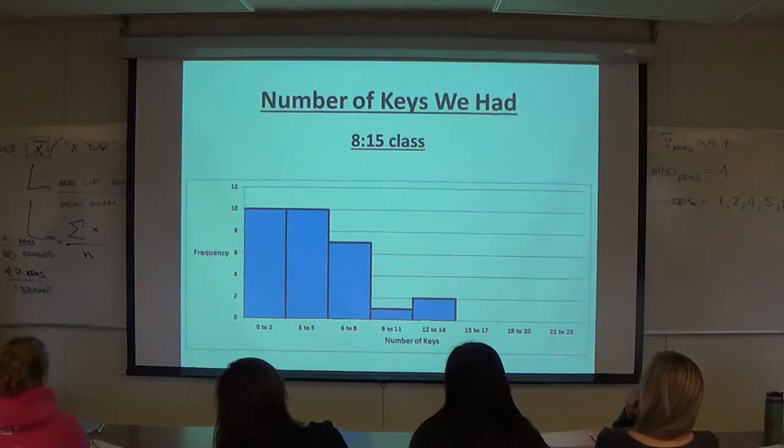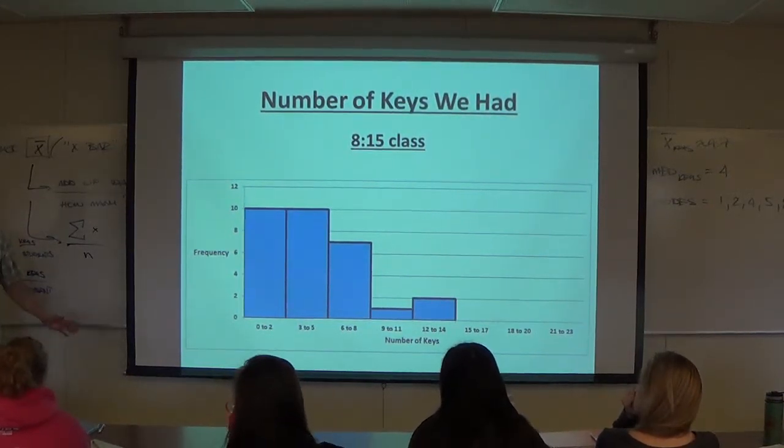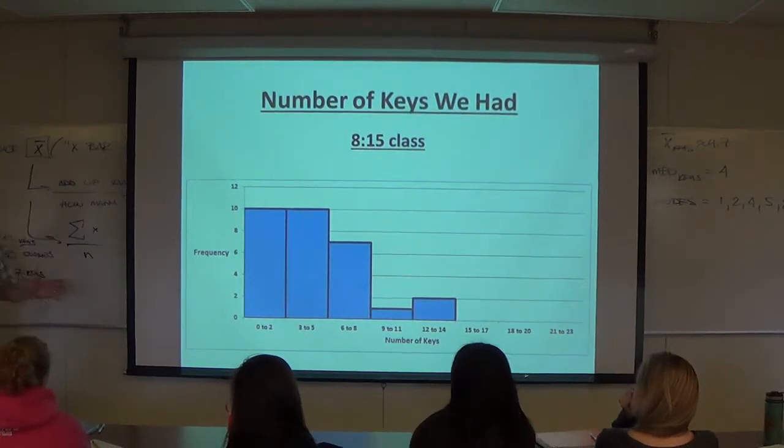Mode. 0 to 2 and 3 to 4. I love this. Mode. Let's do the mode. Why the mode, Nick? Because it's probably going to be the easiest one to see. The mode is the data point that occurs the most. With a histogram, those jump out at you. It's the biggest bars. The most frequent.